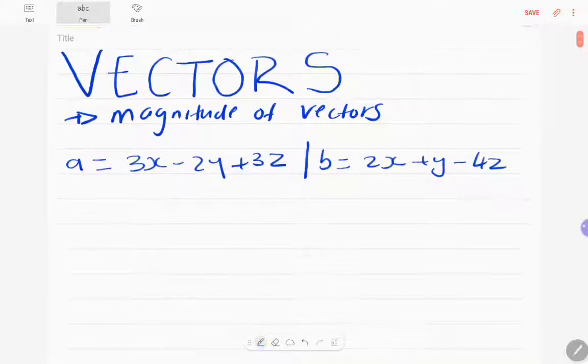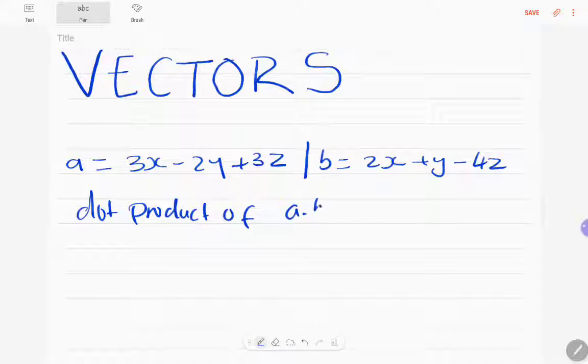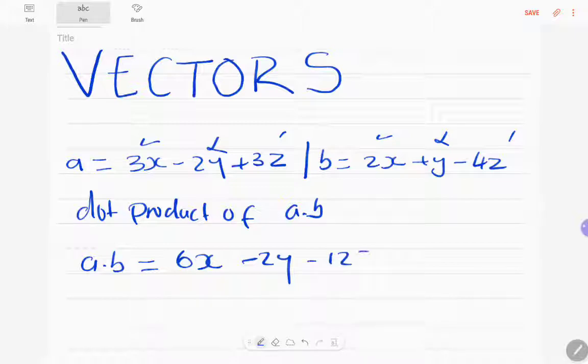The dot product: if we want to find the dot product of A and B, A dot B, here you just multiply x with x, y with y, z with z. 3 by 2 is 6x. For y, I have minus 2 times 1, which is minus 2y. For z, you multiply 3 by minus 4, which is minus 12z.